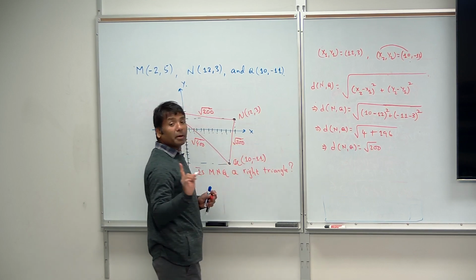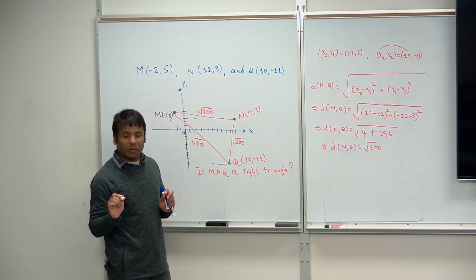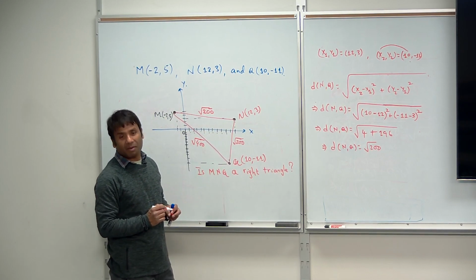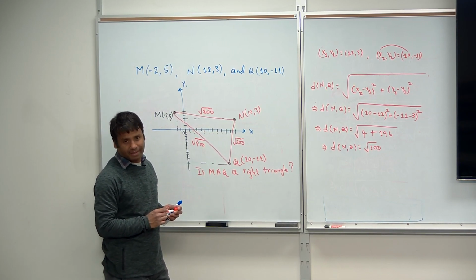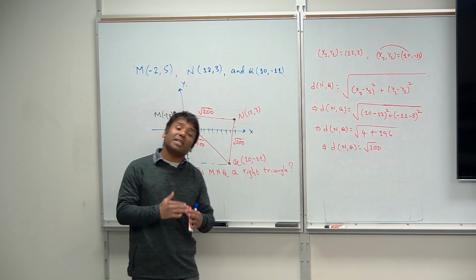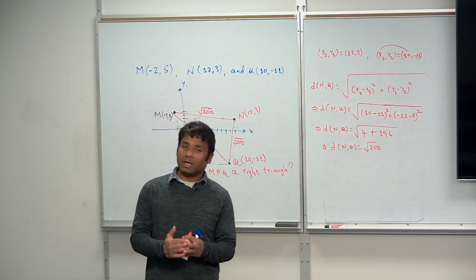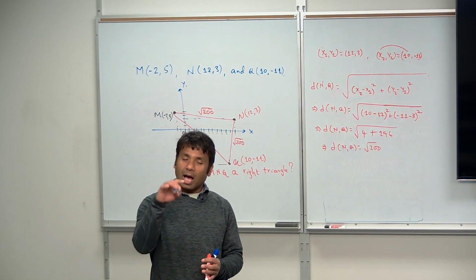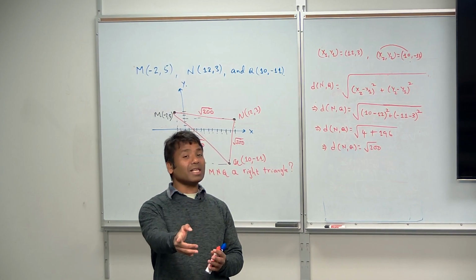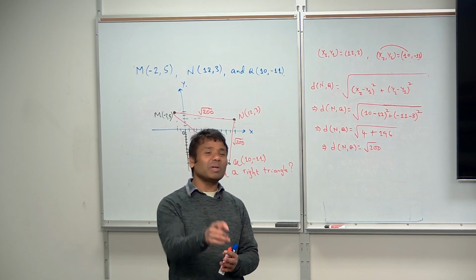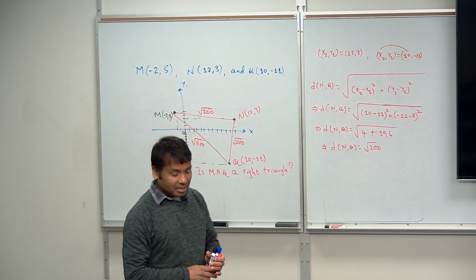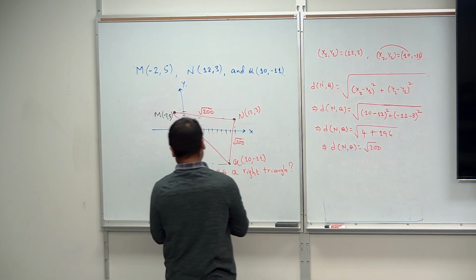You see that? Now we need to determine whether this is a right triangle. So now guys, if it is a right triangle, the hypotenuse is the what? The longest side, right? Hypotenuse is the longest side. Are you with me? So if it is a right triangle, it should be a what?